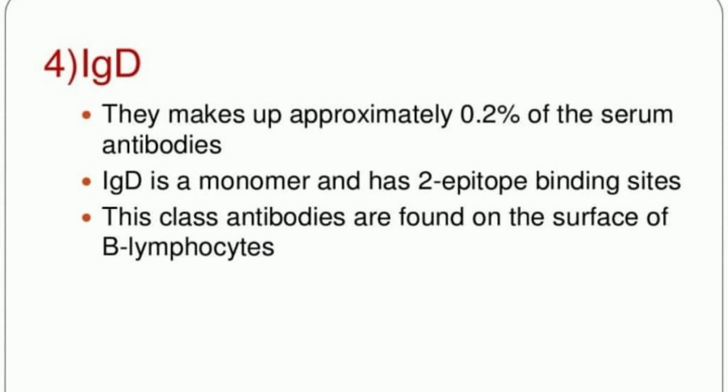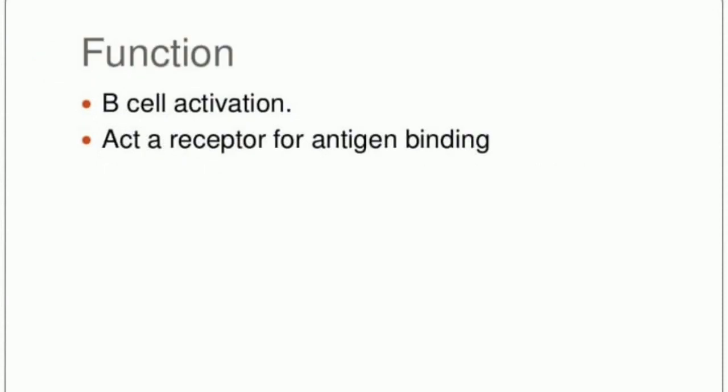IgD and IgM are the major membrane bound antibodies expressed by mature B cells. Now we have to know about the function of IgD: B cell activation, which is with IgM, and it acts as a receptor for antigen binding.